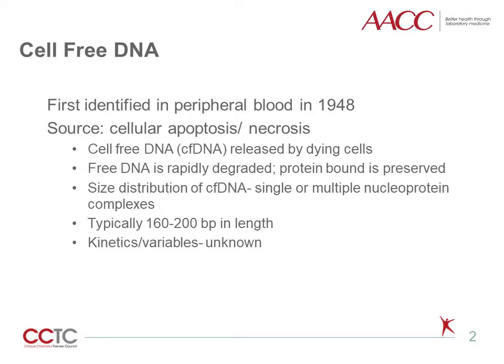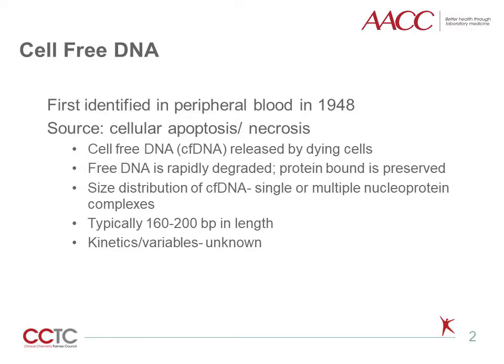Cell-free DNA was first identified in the peripheral blood in 1948. With the development of sensitive technologies, there has been a resurgence of interest in cell-free DNA over the past decade as a biomarker in clinical care. The source of cell-free DNA in the peripheral blood is from cells undergoing apoptosis or necrosis, where it exists in a free form and a protein-bound form.